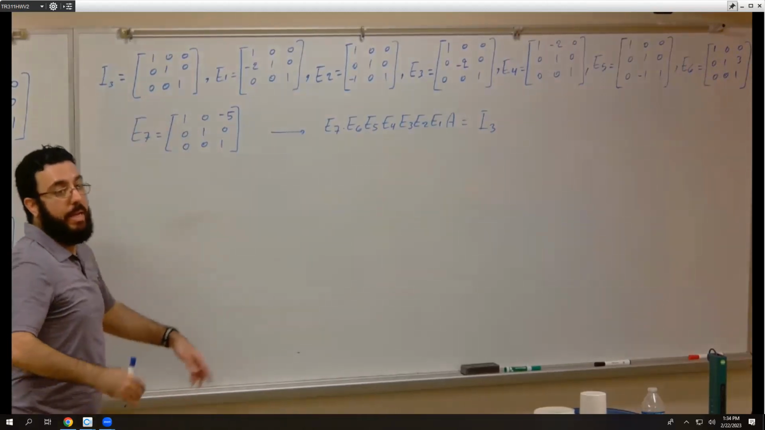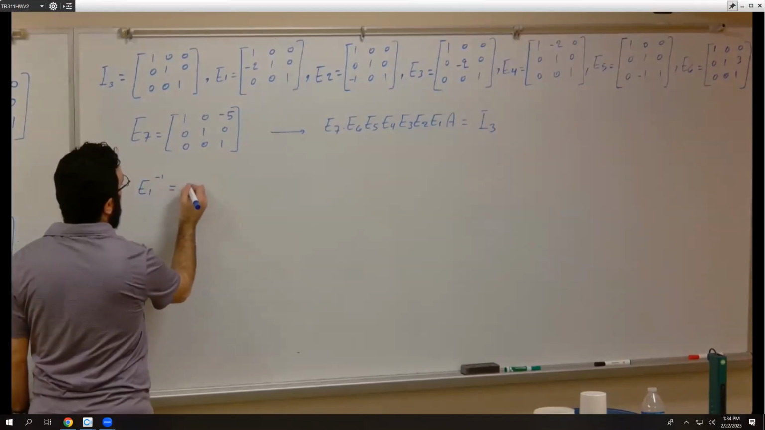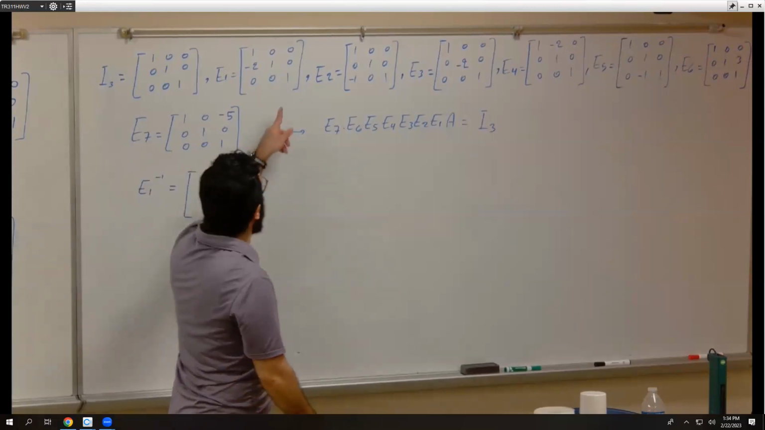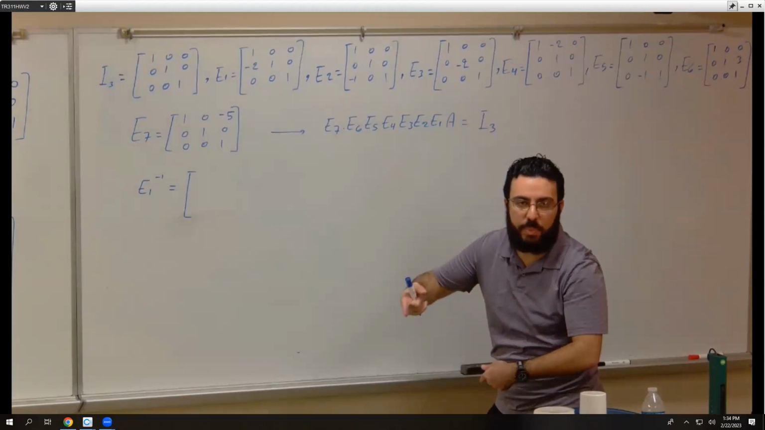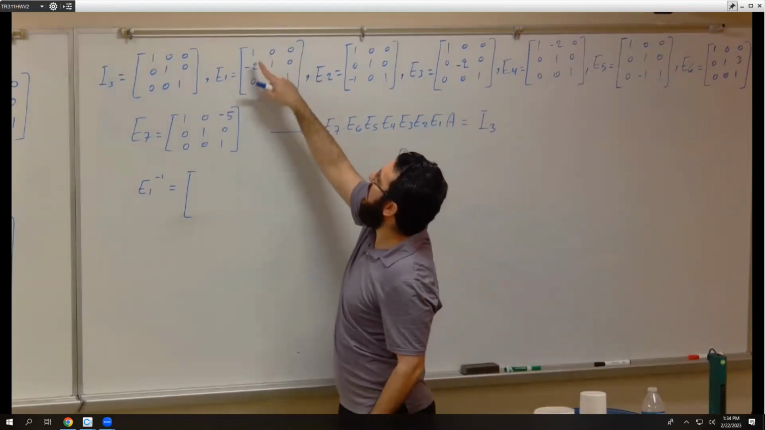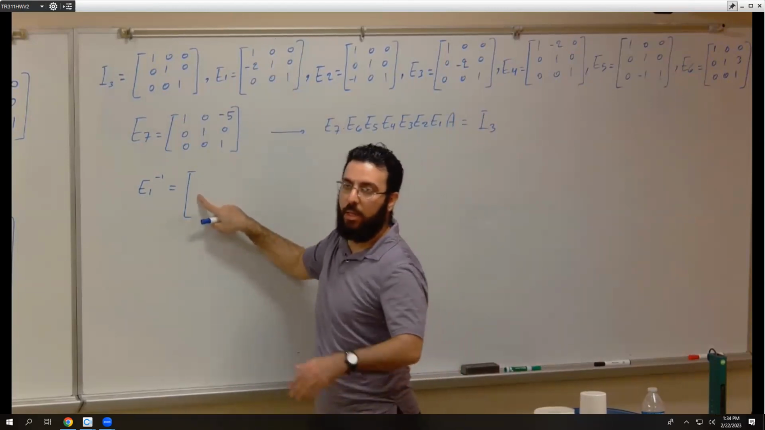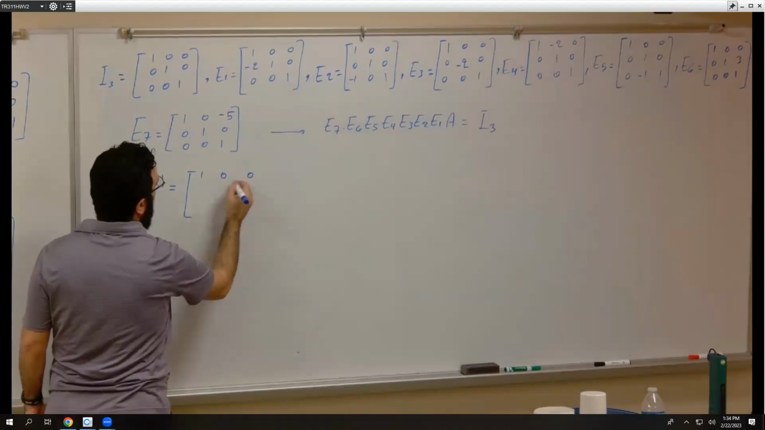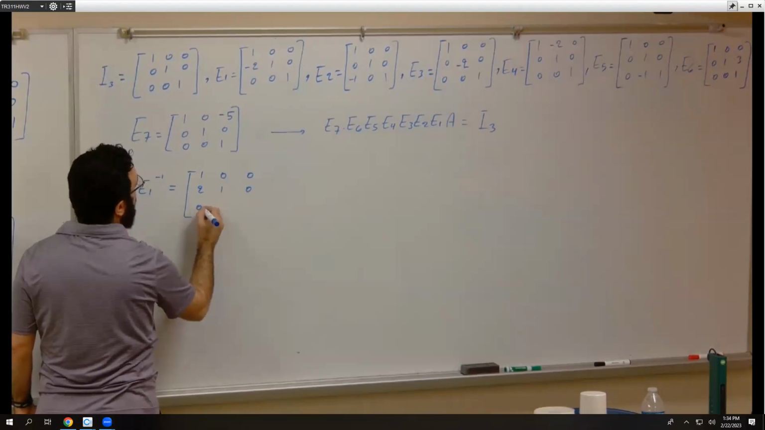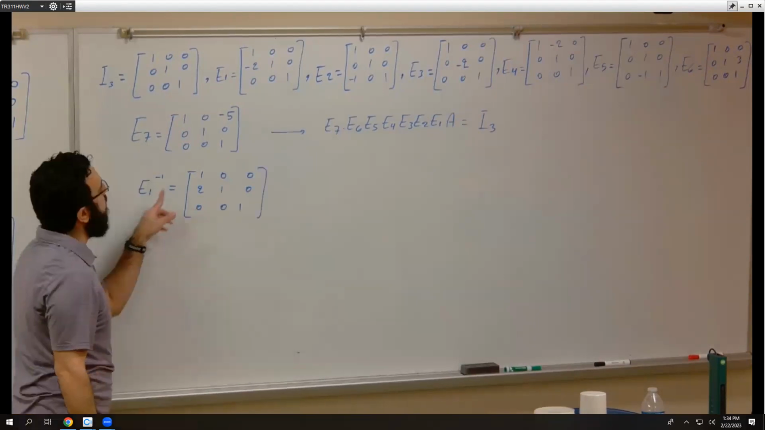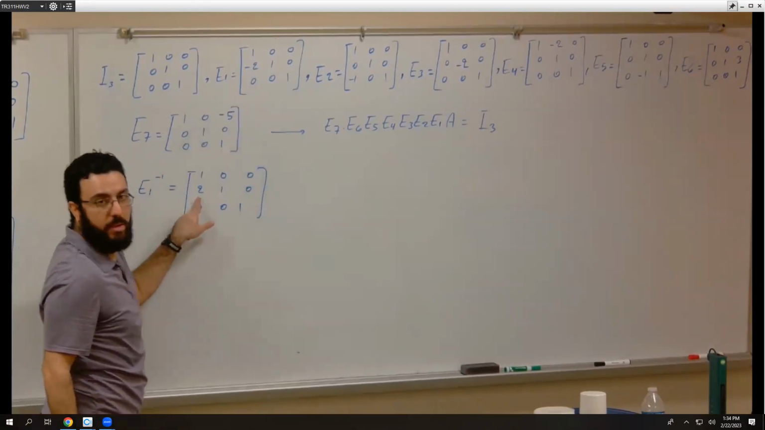Now, let's do the inverse. E1 inverse. Check. You're just going to take the reciprocal if it's diagonal, okay? Here's the identity, this number. What's the inverse for it? Negative 2 became 2. So this is the inverse for E1. Check this number, negative 2 became 1. So now E2.